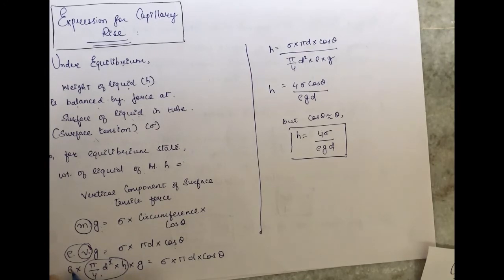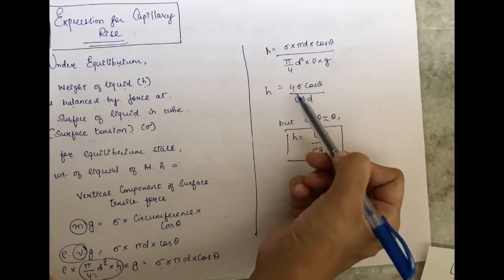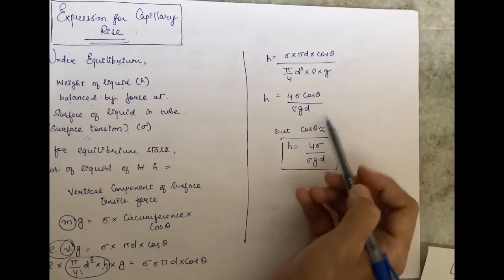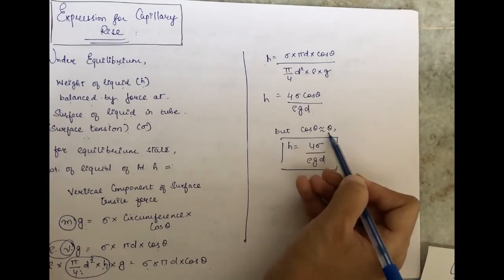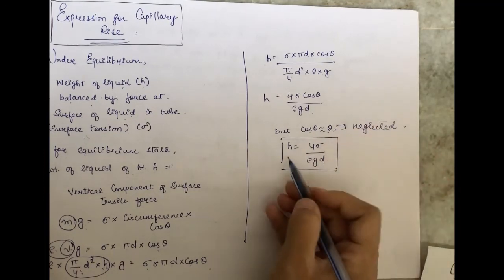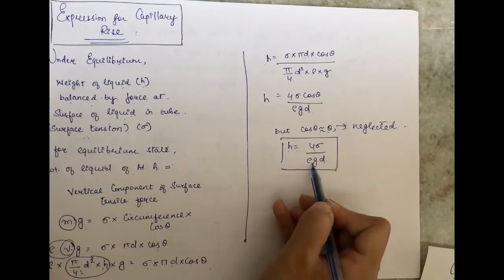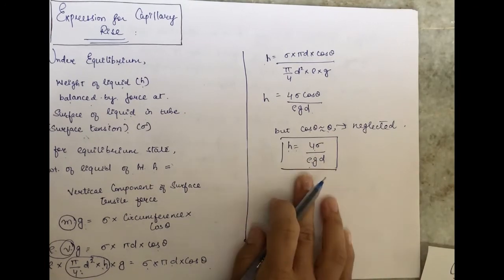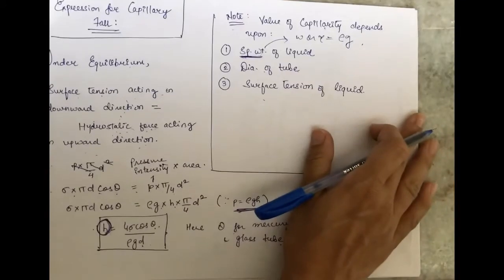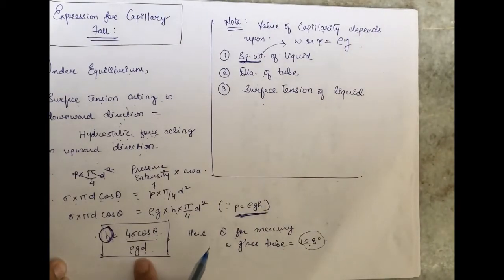So rho into pi by 4 d square into h into g is equal to sigma pi d cos theta. Making h the subject again, we will get the term 4 sigma cos theta upon rho g d. But here in case of capillary rise, cos theta is very small and it is nearly equal to theta, so it can be neglected. Hence the final formula will be h equals 4 sigma upon rho g d. So this is the final expression for capillary rise. And this is the final expression for capillary fall.